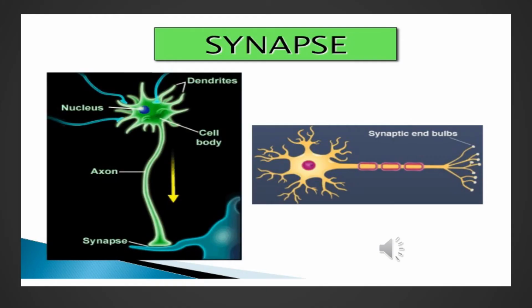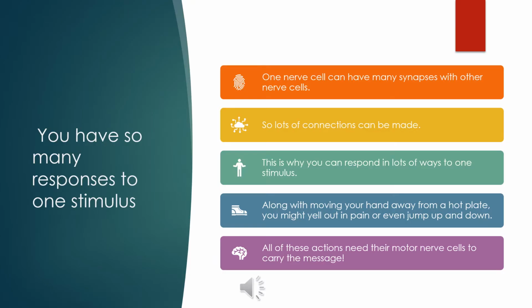Dear students, in this slide you are viewing a neuron and its different parts, which are nucleus, cell body, axon, and synapse. In a nerve cell, one nerve cell can have many synapses. You can also view the synaptic end bulbs. Now here one question arises in the mind. Why do you have so many responses to one stimulus? The answer is, one nerve cell can have many synapses with other nerve cells, so lots of connections can be made.